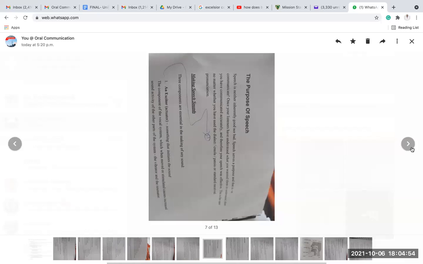What are the three components that are essential in making speech sounds? An exciter, a vibrator, and a resonator. Very, very important to be conscious of these particular things.